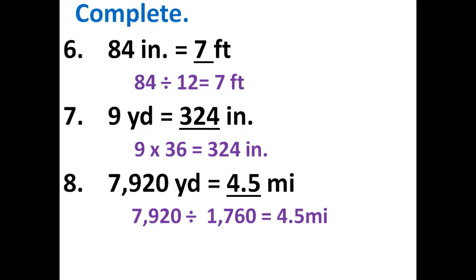Next number is 8. 7,920 yards. We will have to convert it into miles. MI is the short form for miles. 7,920 divided by 1,760. If you want to convert yards into miles, we have to divide by 1,760. We will get 4.5 miles.